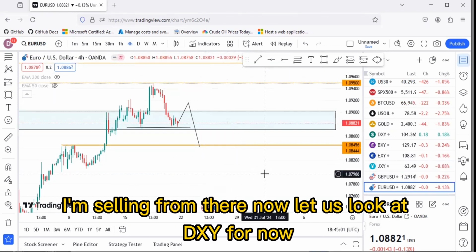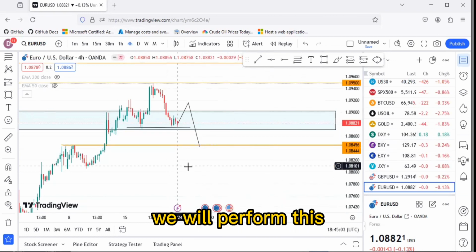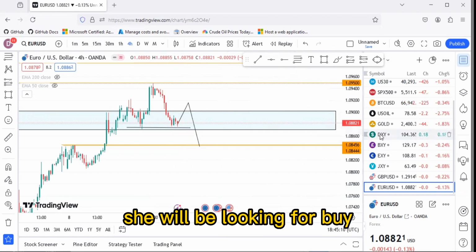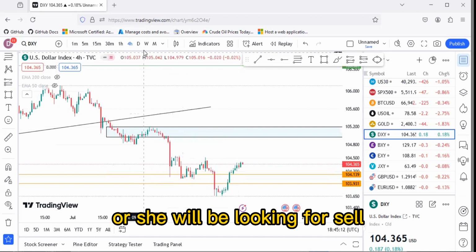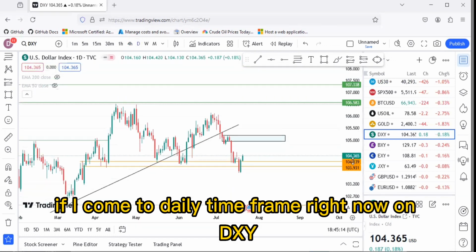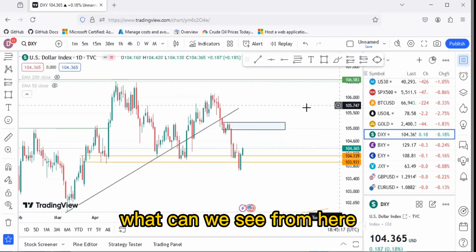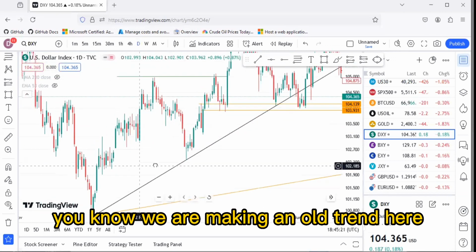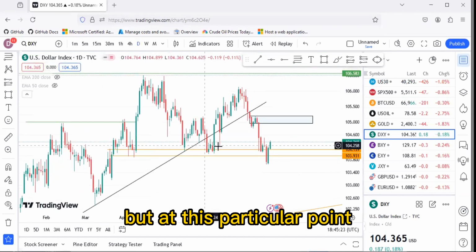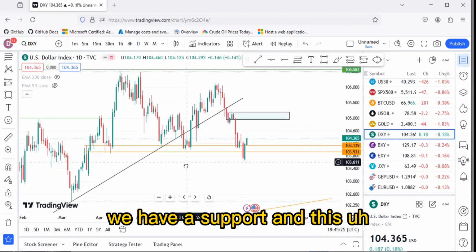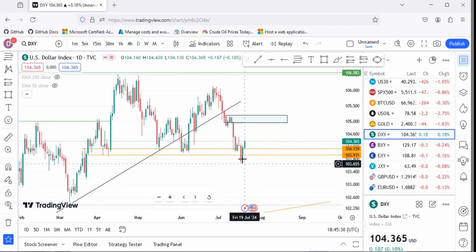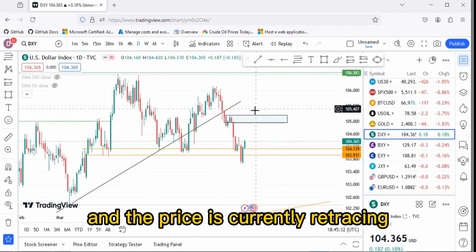Now let us look at DXY. So now we will confirm the direction of this market for us to be sure, okay, should we be looking for buy or should we be looking for sell? If I come to the daily time frame right now on DXY, what can we see from here? You can see that the price is making an uptrend here, but at this particular point, we have a support, and this support has been broken from here, and the price is currently retracing.